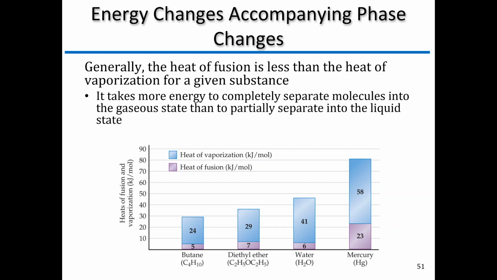So diethyl ether, very similar. Water, very similar. And then mercury. Look at the big discrepancy in mercury. Okay. So it always takes more heat, in other words, more energy, to cause something to go from a liquid to a gas than just to melt it.